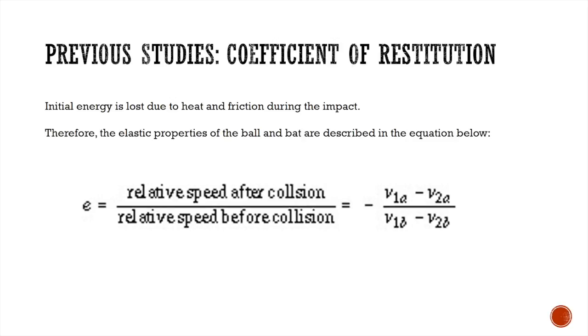Another previous study involves the coefficient of restitution. This takes into consideration that there is initial energy lost due to heat and friction during the impact. Therefore, the elastic properties of the ball and bat are described in this equation, which is the relative speed after the collision over the relative speed before the collision. The one variable that we necessarily do not need to consider is the exit velocity of the bat.